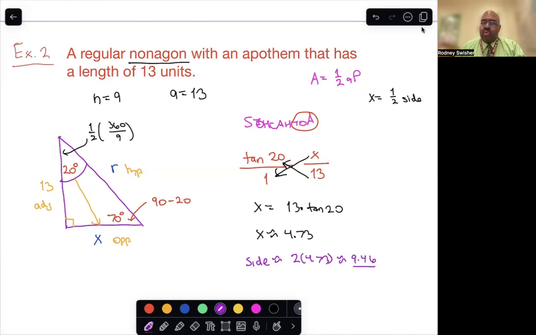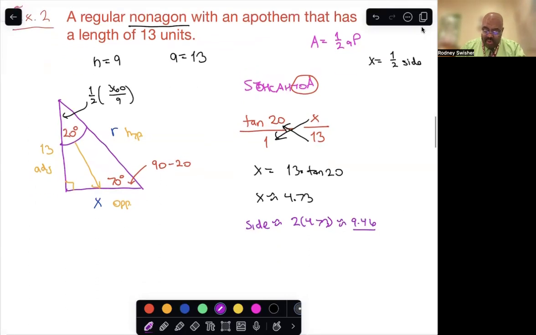Now, because I know how long one side is, I can find the perimeter. The perimeter simply means I multiply one side by how many sides we had, which in this case was 9. So the perimeter is going to be 9 times 9.46. And using my calculator, that's going to equal approximately 85.14. So therefore, the perimeter is that value, 85.14.